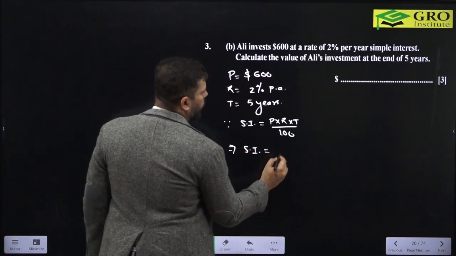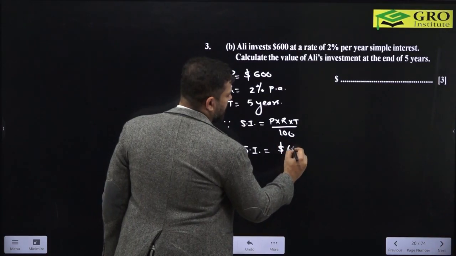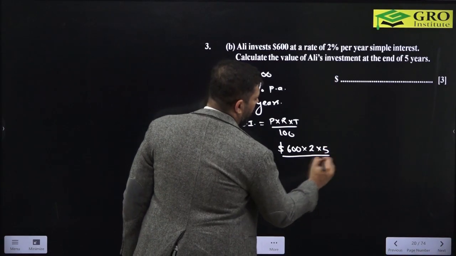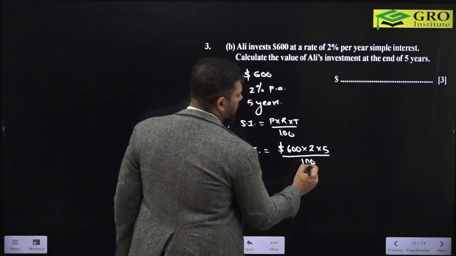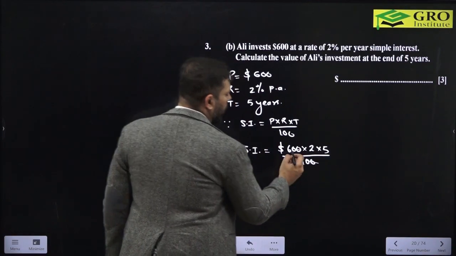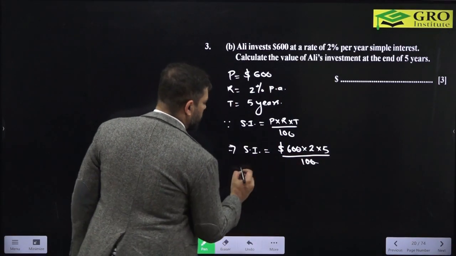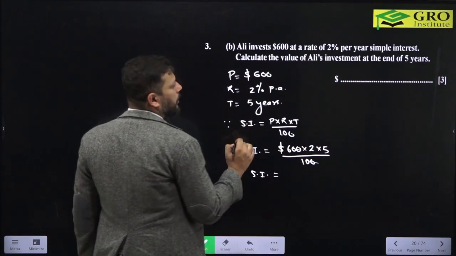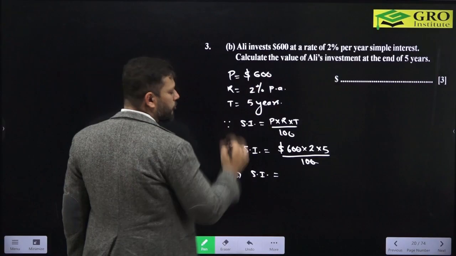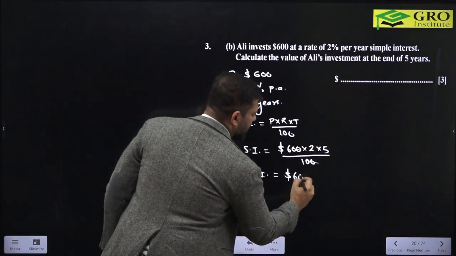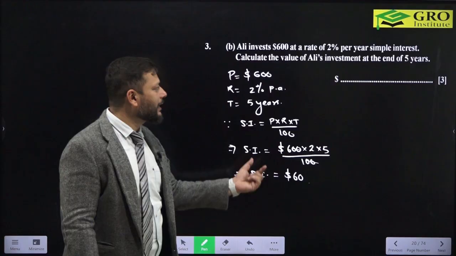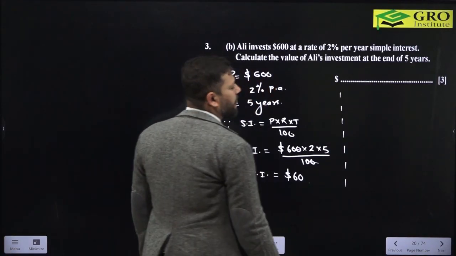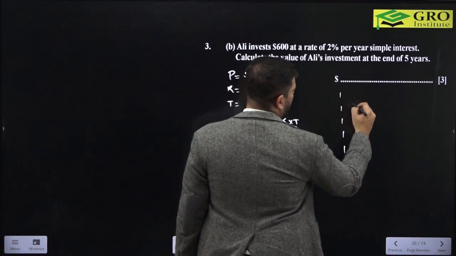SI would be equal to, what is P? P is $600, rate is 2 and time is 5, and we have upon 100. These two zeros are cancelled by these two, and 6 times 2 is 12, 12 times 5 is 60. So the simple interest on $600 after 5 years at the rate of 2% is $60. So this is the interest that Ali will receive. So the value of Ali's investment, we will find out the amount.